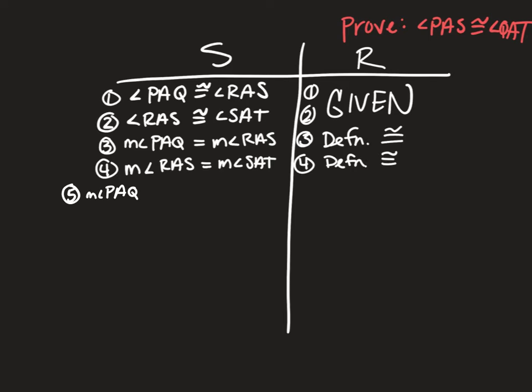It's fine. All right, so we have the measure of PAQ plus the measure of QAR plus the measure of RAS is equal to the measure of PAS. And what postulate is that? Angle addition. Angle addition.